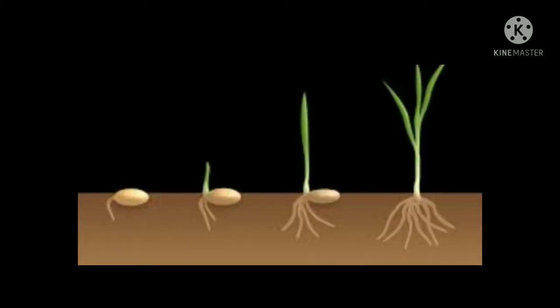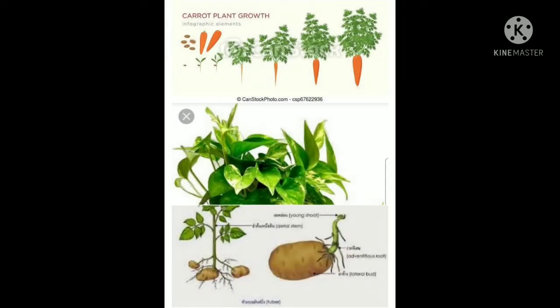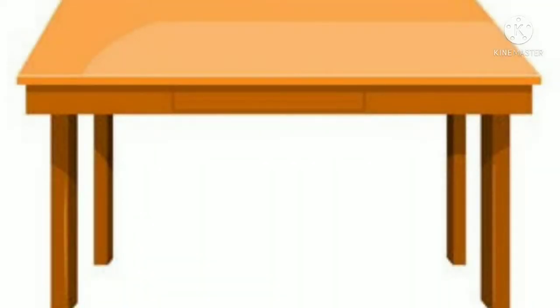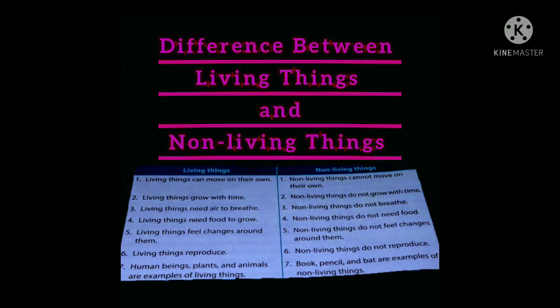Plants: most plants reproduce with the help of seeds. These seeds grow into new plants. Some plants like carrot, money plant and potato also give rise to new plants with the help of their roots, stems or leaves. Non-living things do not reproduce. Children, can you tell me, does a table give birth to a small table? No. Good.